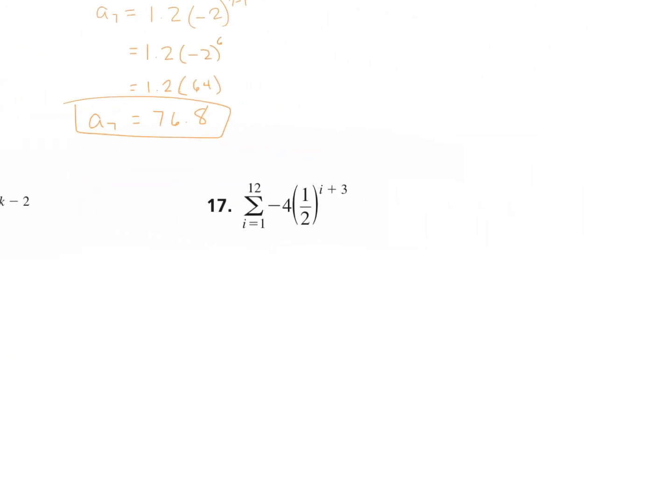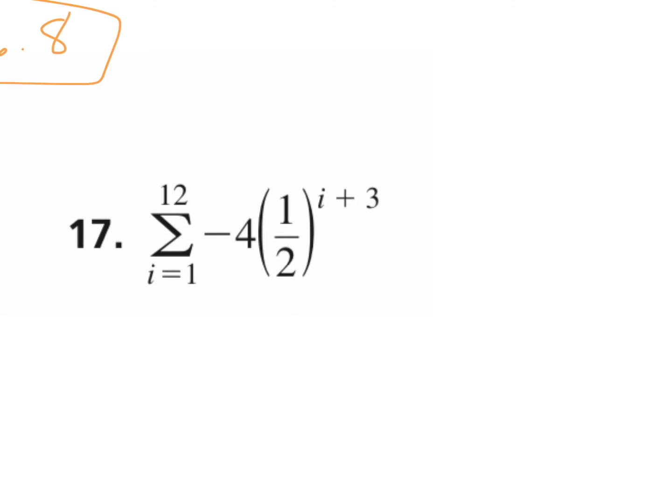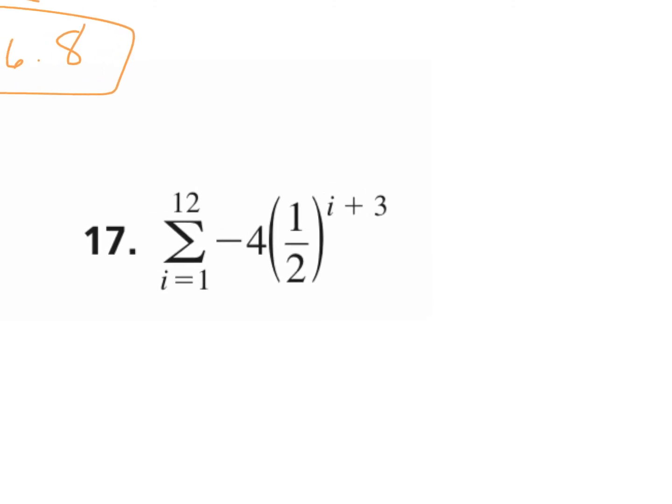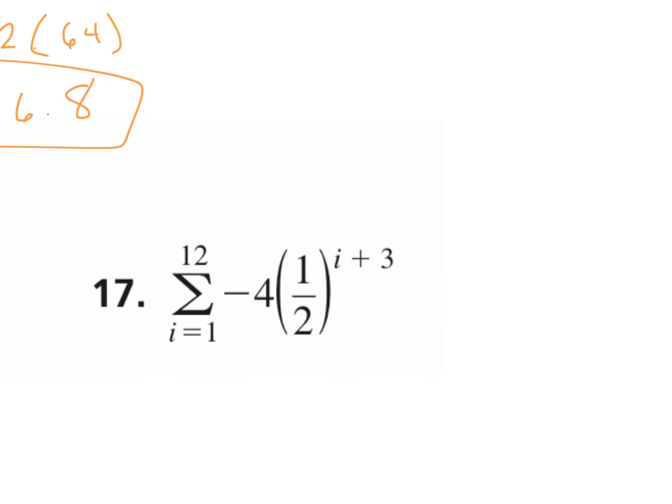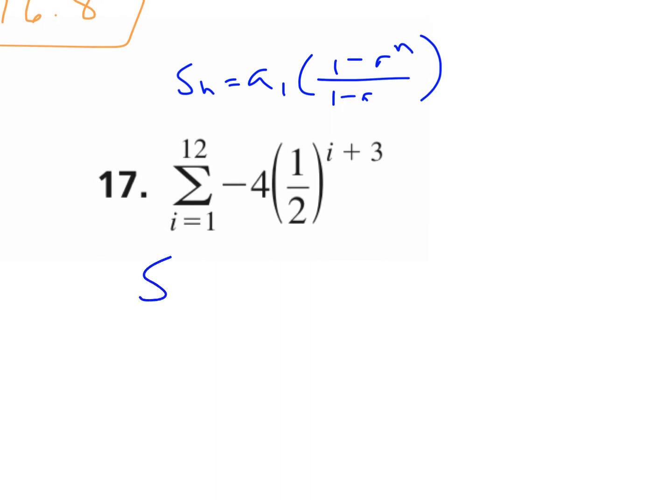All right, let's look at 17 also. So this, we have our variable in the exponent, so this is a geometric sum. So we're going to use our geometric sum formula, which is S sub n is equal to a sub 1 times 1 minus r to the power of n over 1 minus r. So S sub n is equal to our first term.